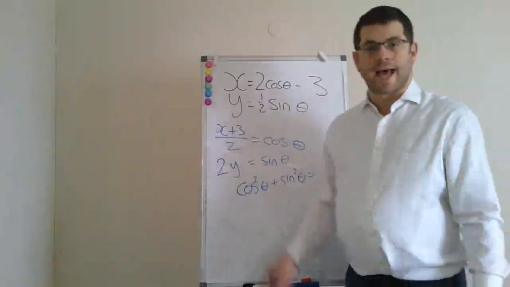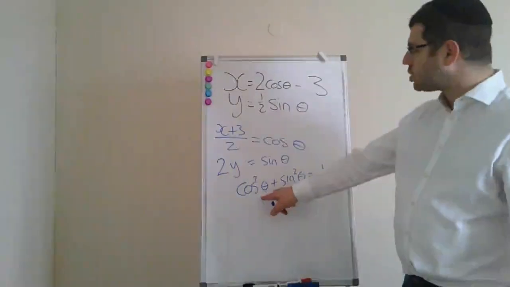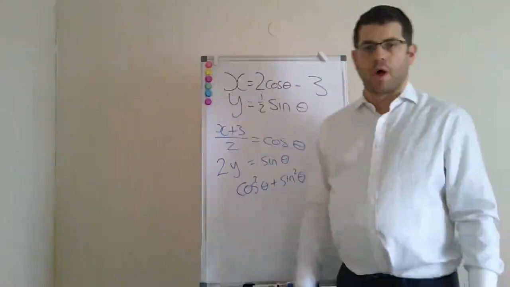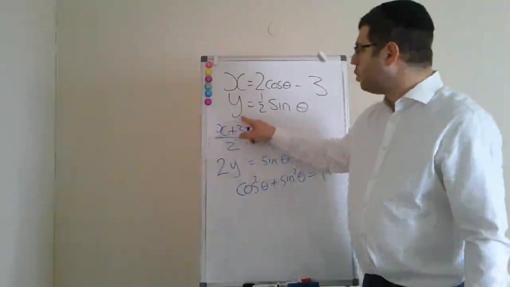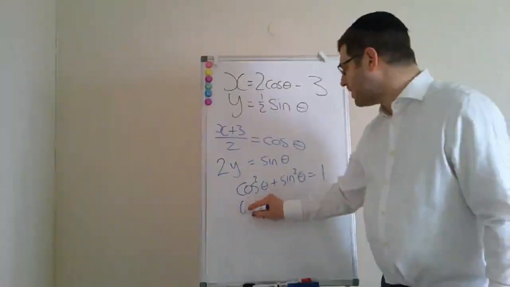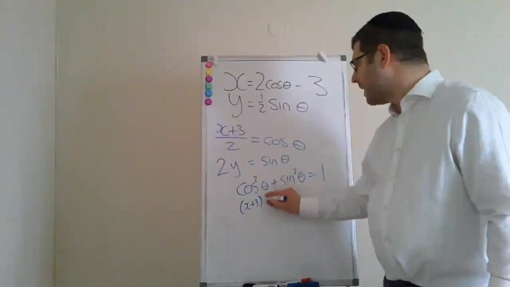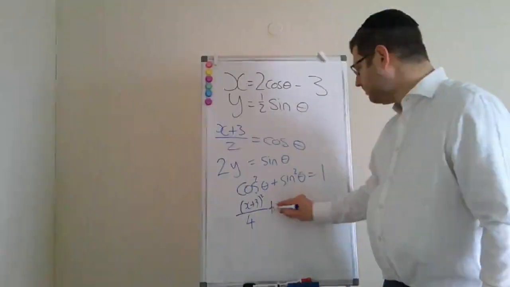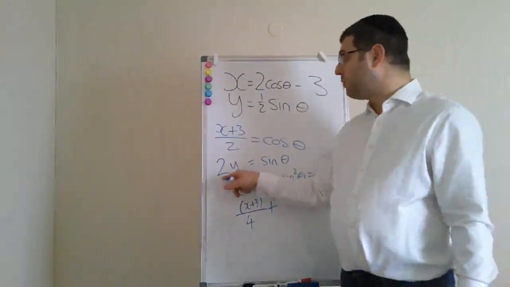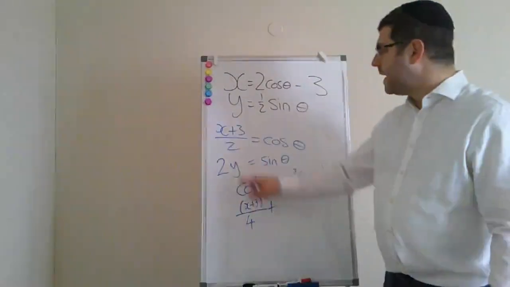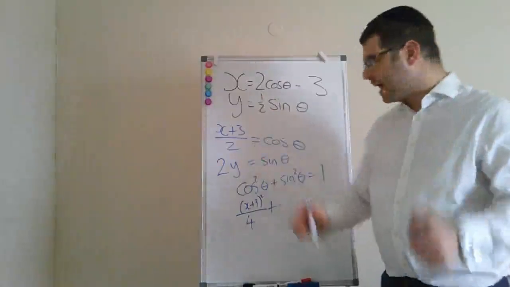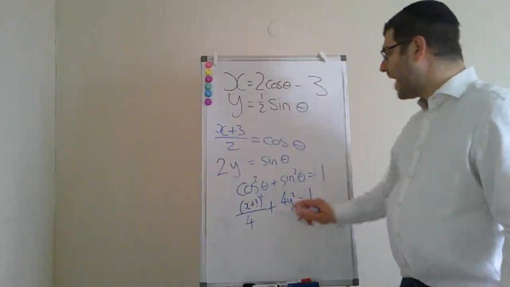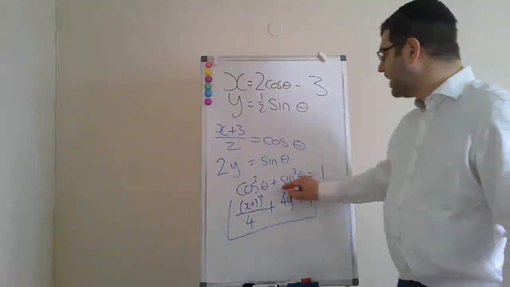Cos theta is x plus 3 over 2. So cos squared theta must be the square of the numerator and the denominator. Don't bother expanding the brackets, just put x plus 3 in a bracket and square it. So you do x plus 3 squared over 2 squared, which is 4. Sine squared is the whole thing squared. It is not 2y squared, it's 2y all squared. So it becomes 4y squared is 1. And that is a Cartesian equation.